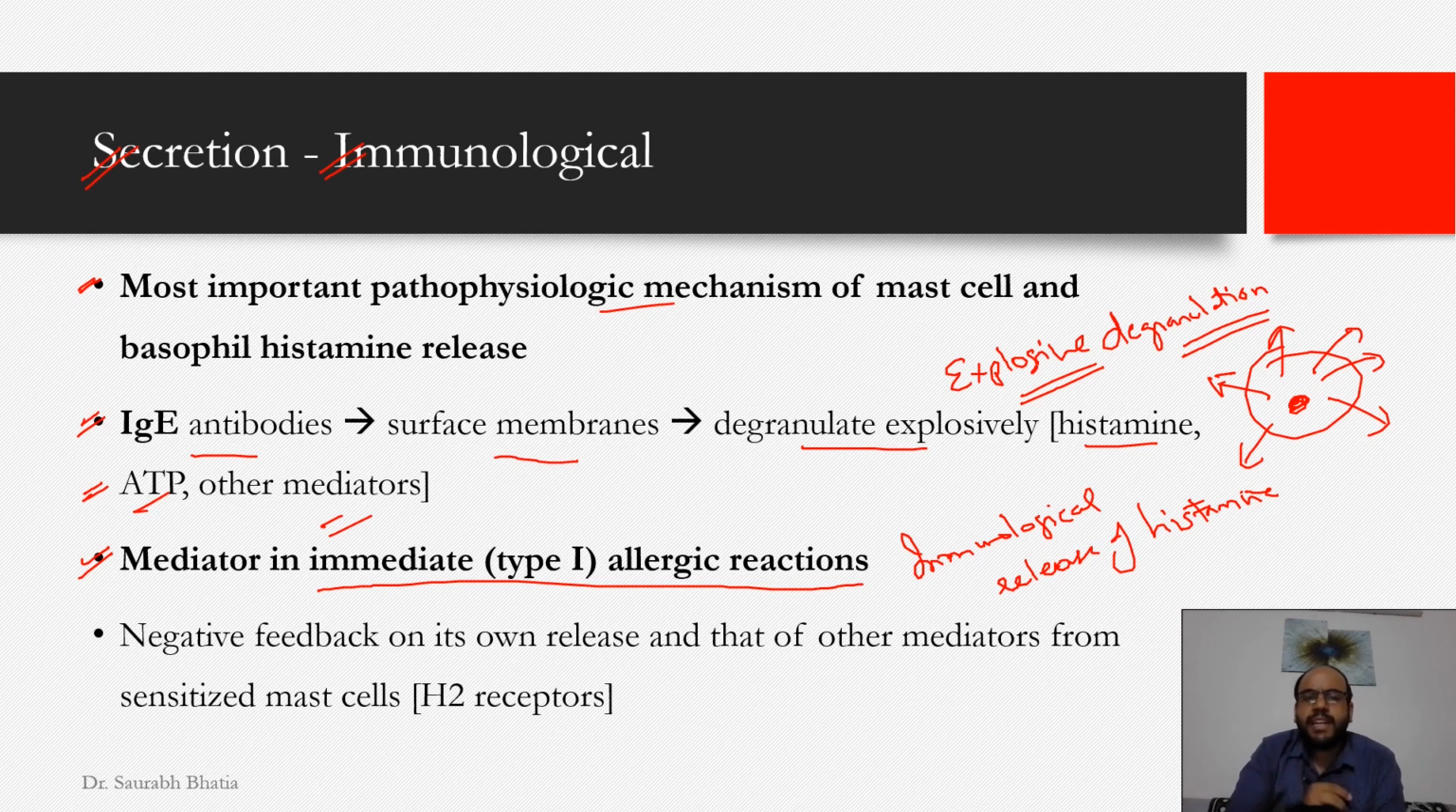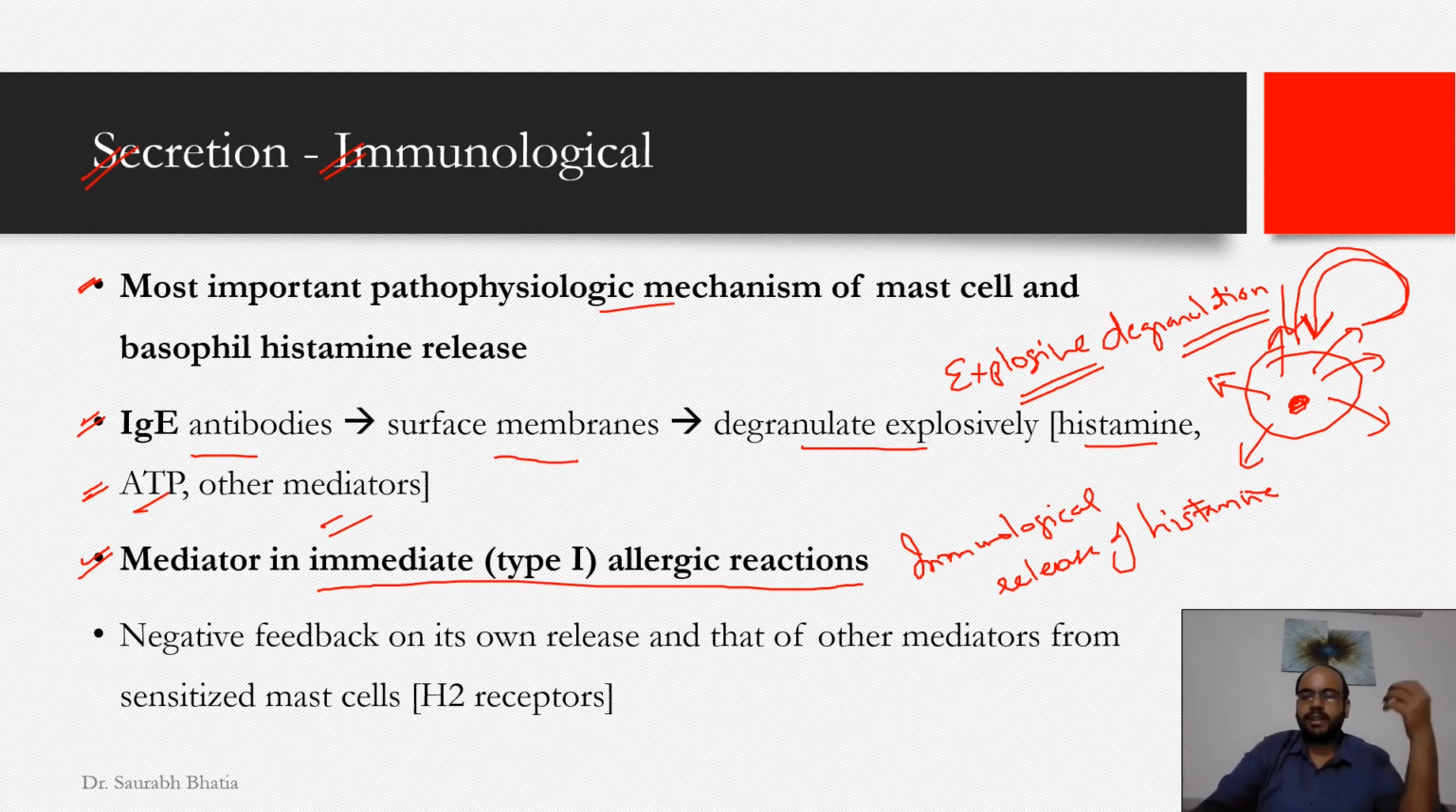Now there is also a negative feedback in its own release. Remember, histamine is an autocoid. It will act on the same cell in which it is secreted, and because of that there is a negative feedback. Negative feedback means it's a signal to the same cell who has secreted histamine that we should also start to limit the secretion of histamine. Clear? So let me repeat it again.